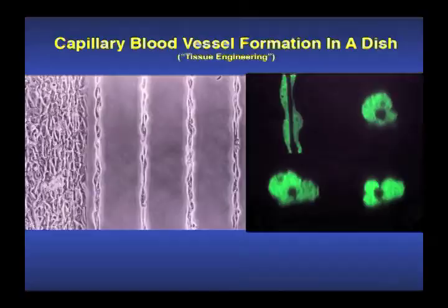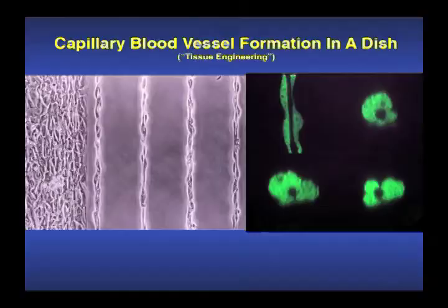We then use this nanotechnology technique to make lines instead of circles to hold cells in this in-between region where they neither grow nor die. And these are capillary blood vessel cells. And now we can engineer little capillary blood vessels in a period of hours. So this is called tissue engineering.